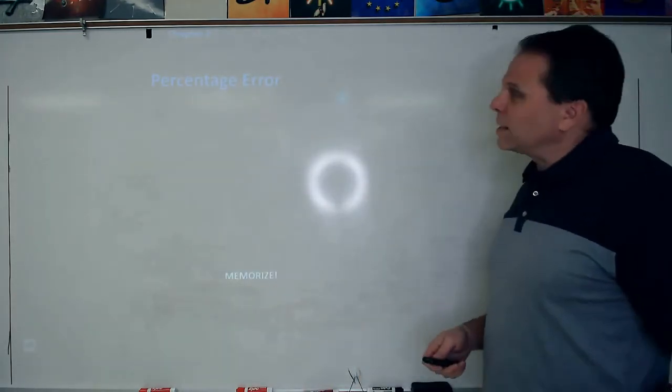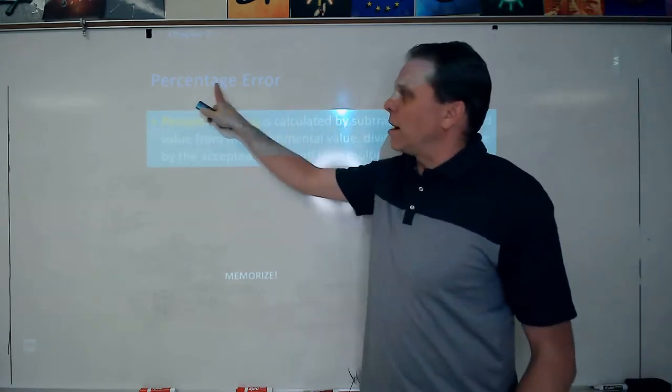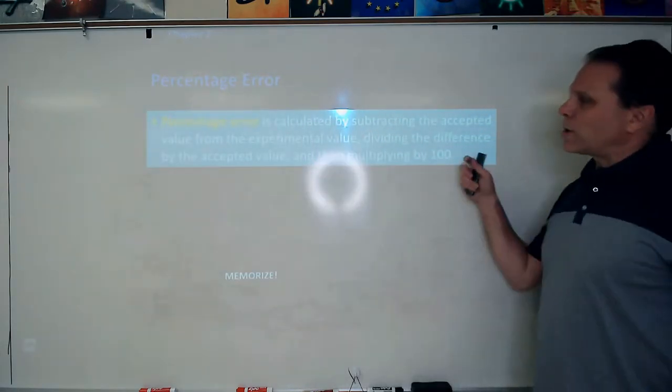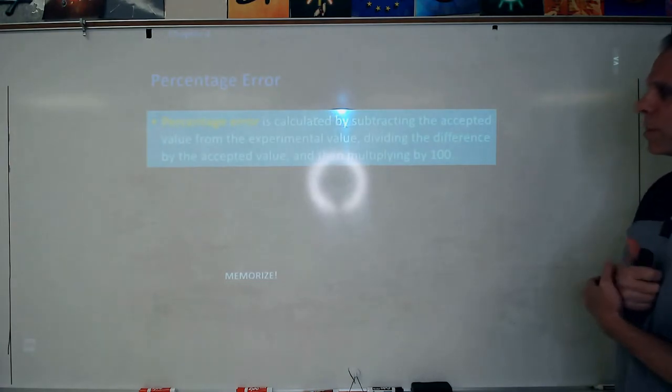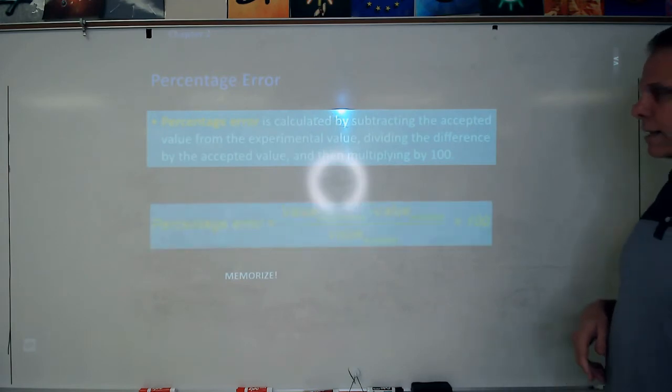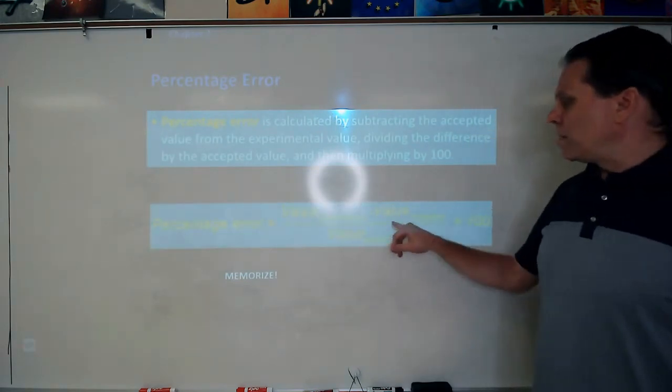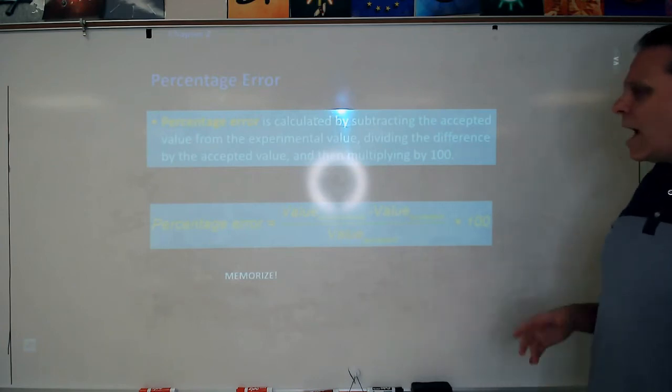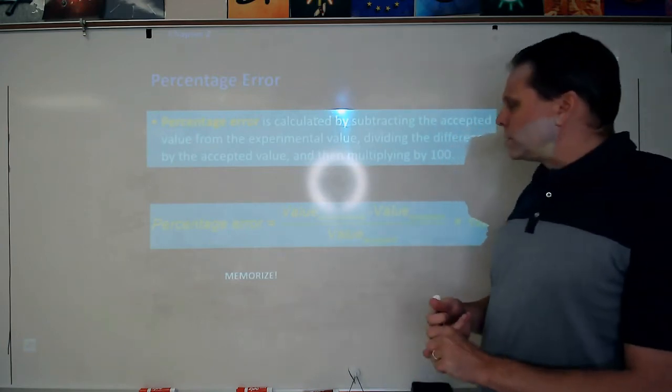All right, let's talk about percentage error. It's a little hard to see this, but this says percentage error here, and it's calculated by subtracting the accepted value from the experimental value and dividing the difference by the accepted value, multiplying by 100. So the formula looks like this, okay? Percentage error: experimental minus accepted divided by accepted.